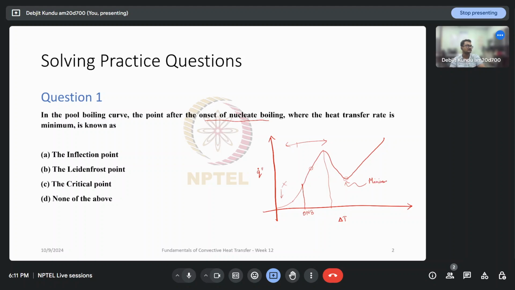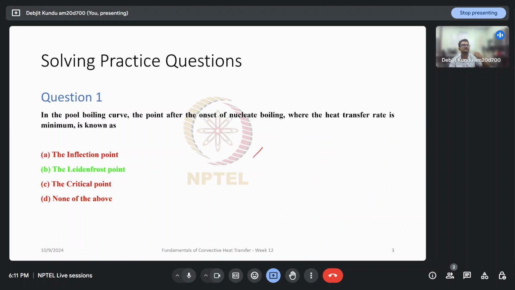So what is it known as? Is it option A, the inflection point? Option B, the Leidenfrost point? Option C, the critical point? Or option D, none of the above? So let's take a look at the answer. It's actually the Leidenfrost point.